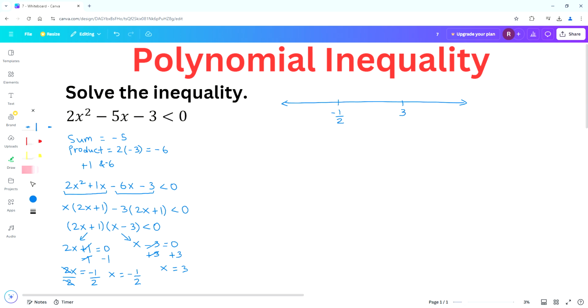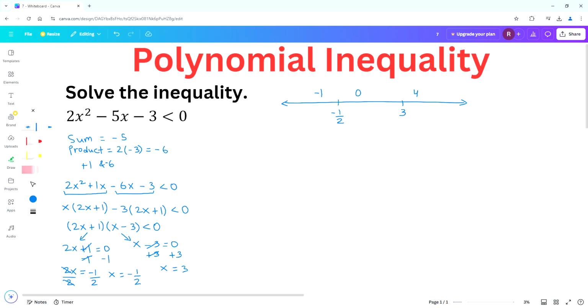These two x-intercepts divide the number line into three parts. We have to find in which of these three parts the given inequality is true. We have to use a test value in each part. For the part on the left side of -1 over 2, we can use the test value -1. Between -1 over 2 and 3, we can use the test value 0. To the right side of 3, we can use the test value 4. We have to sub in these test values one by one in the given inequality and see which of these test values satisfy the given inequality.